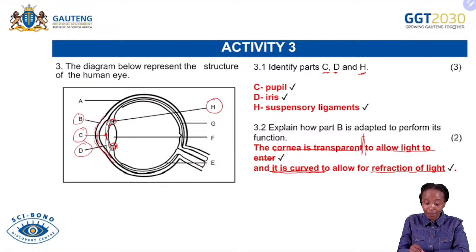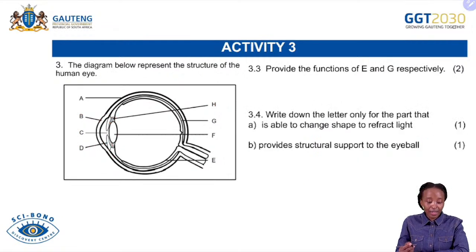You see the 2 marks, the mark is at the end. You provided the cause and you've provided the effect. You've given the cause and you've given the effect. Then you get 1 mark, 1 mark. And then the next question is on the same diagram. Now you are asked to provide the functions of E and G respectively.